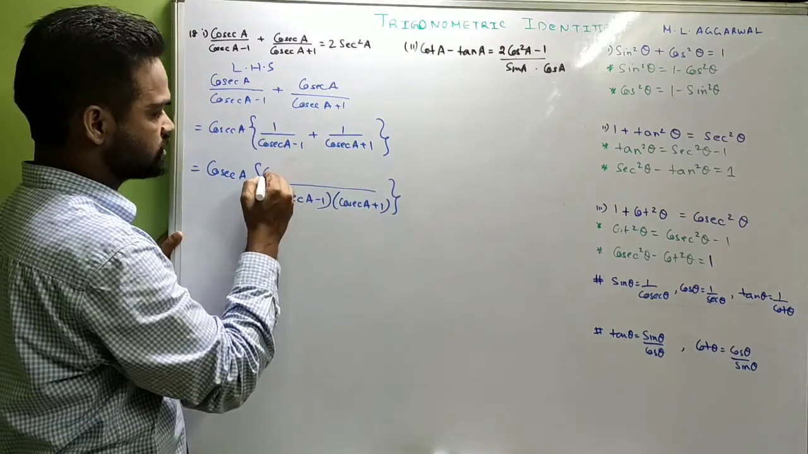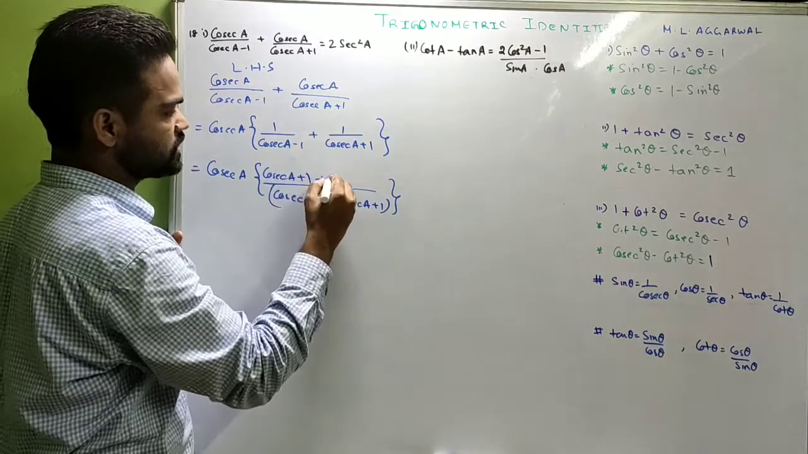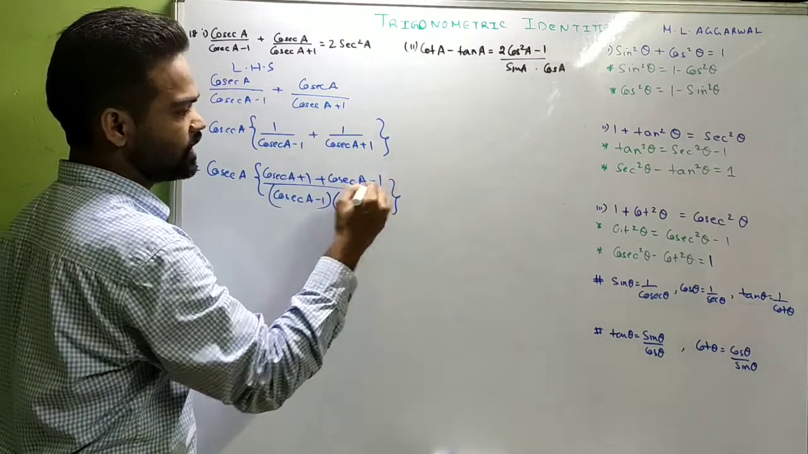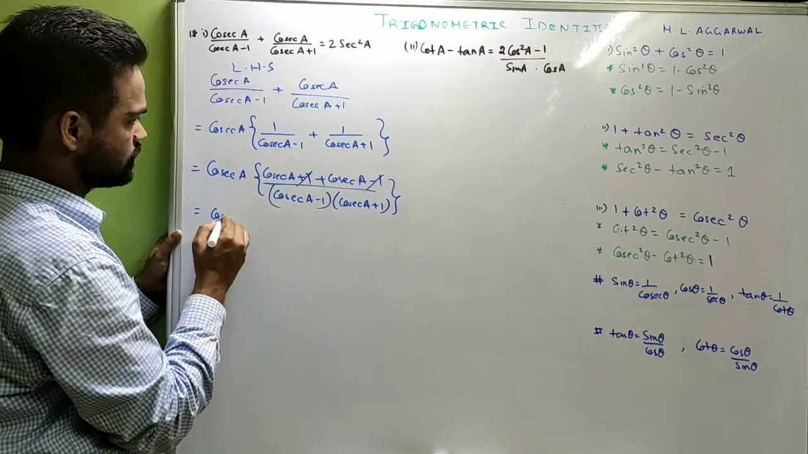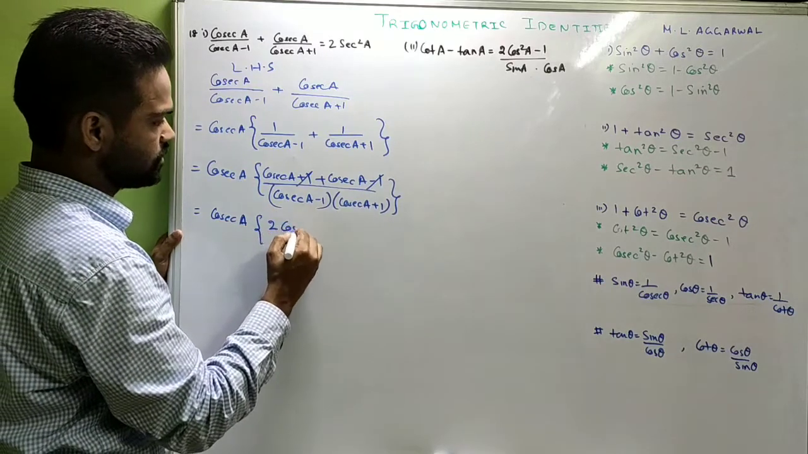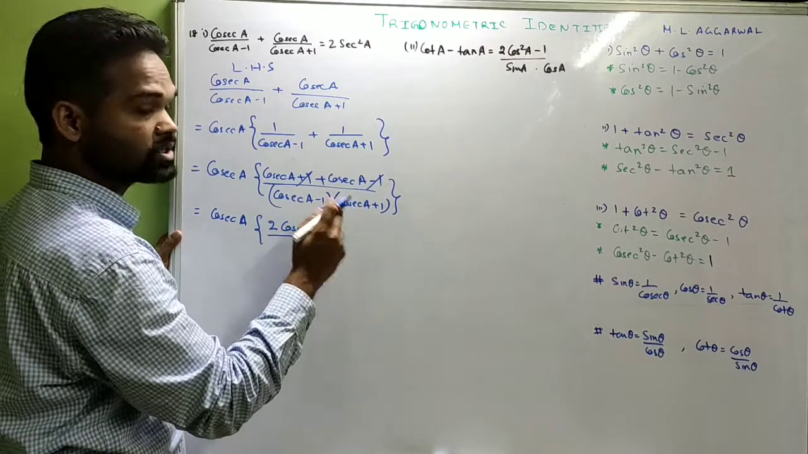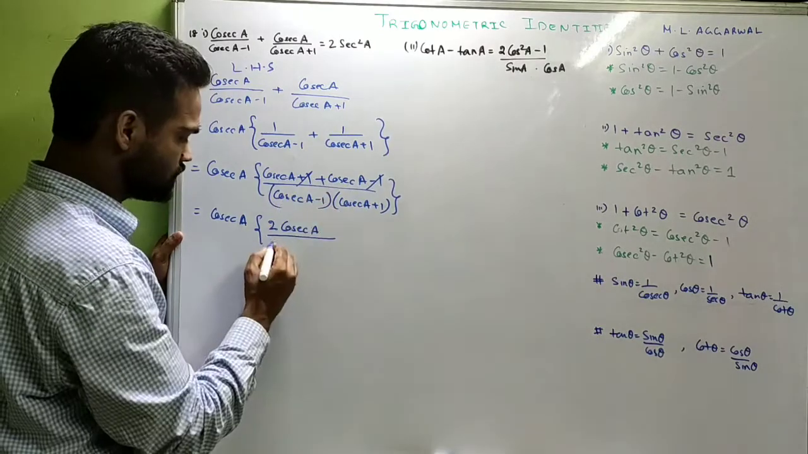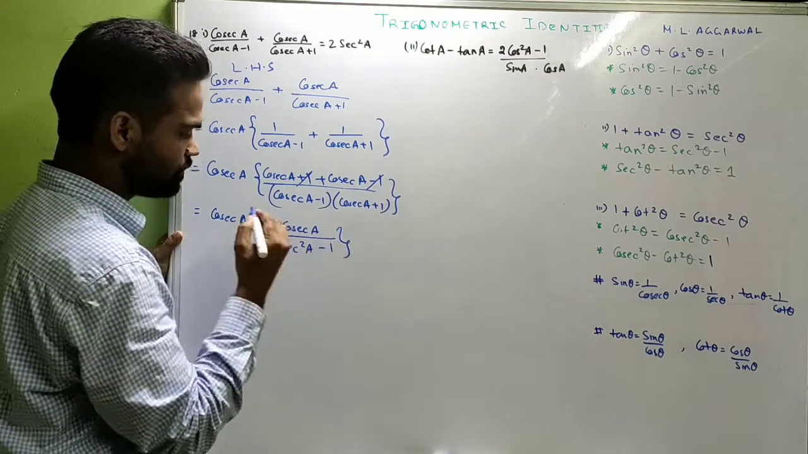This multiplies by this gives you cosec A plus 1, plus this multiplies by this gives you cosec A minus 1. Now look carefully, this and this goes away. So this is cosec A and this is twice cosec A by, now (cosec A minus 1)(cosec A plus 1), (a minus b)(a plus b) is a square minus b square, isn't it?